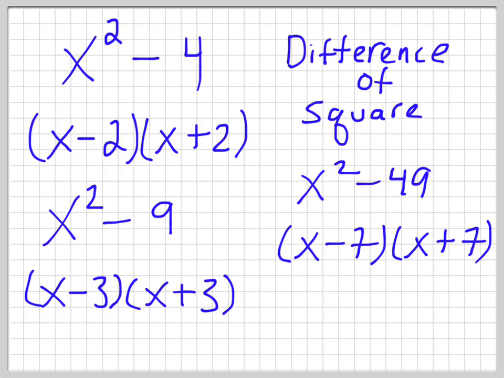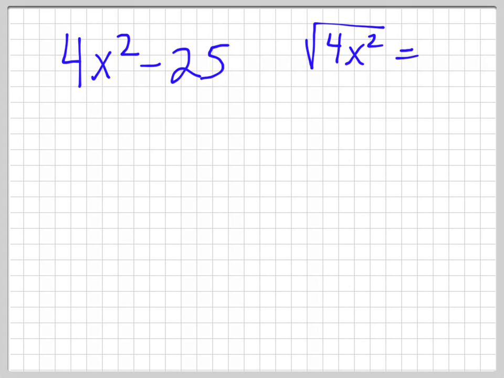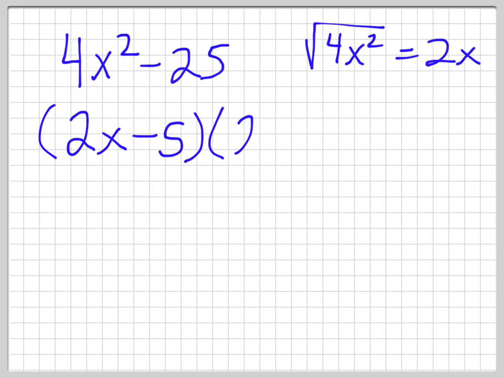Now, of course, sometimes it might not always be obvious. You might have something like 4x squared minus 25. In this case, you have two perfect squares here, no different than normal. The square root of 4x squared is 2x, so you end up with 2x minus 5, 2x plus 5.